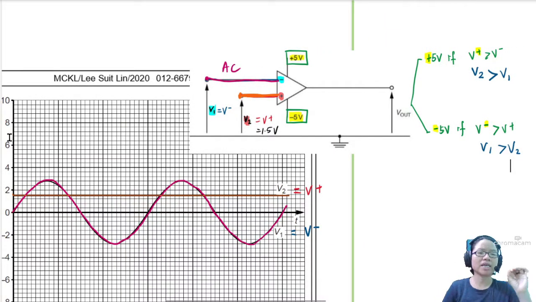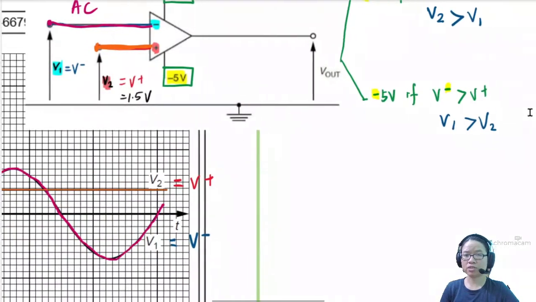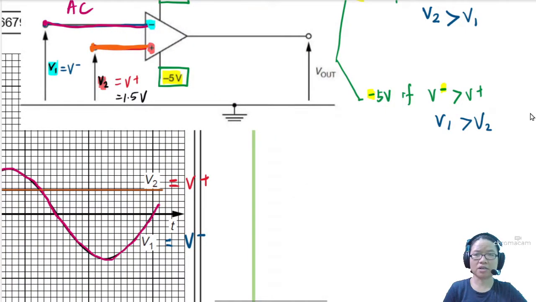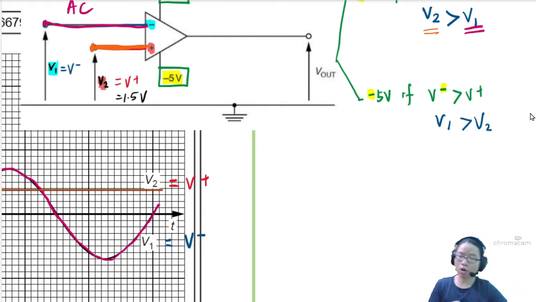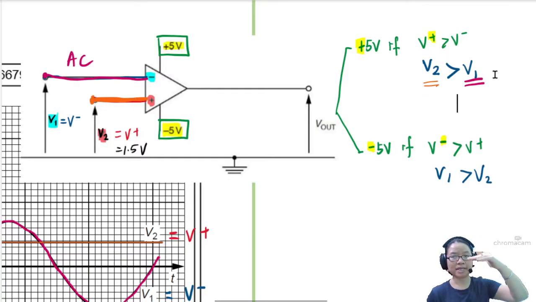We can tell that there are regions where the purple graph is below the orange graph, and there are regions where the purple graph is above the orange graph. So if you're a very visual person, you can see that the places where V2 is greater than V1 is when orange is greater than purple. Okay, so let us look at all the places where the orange graph, V2, is bigger than the purple graph, V1.